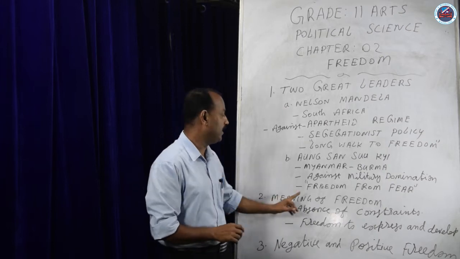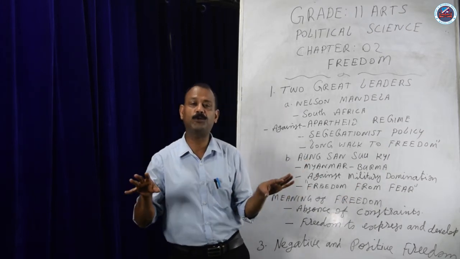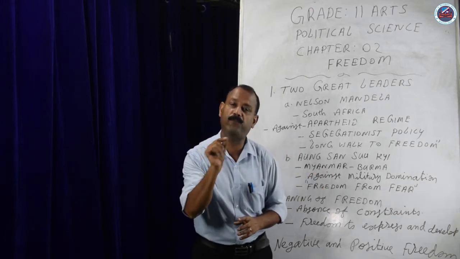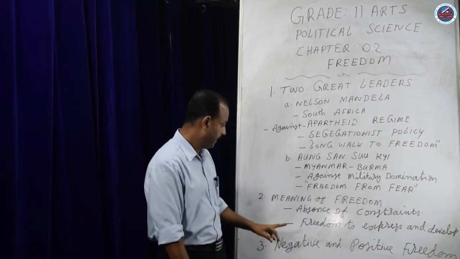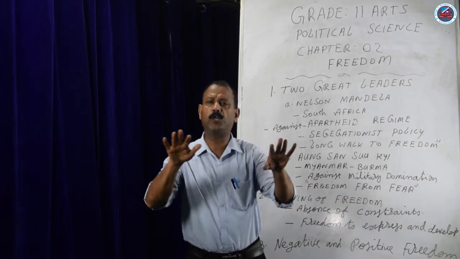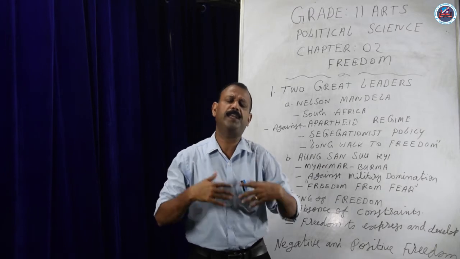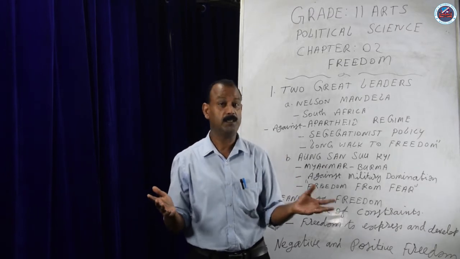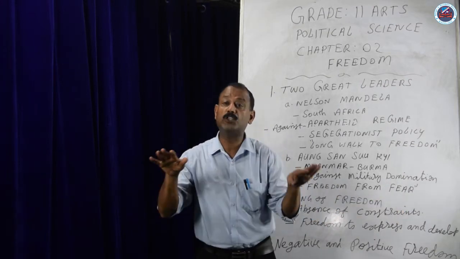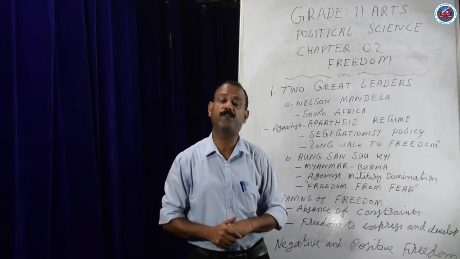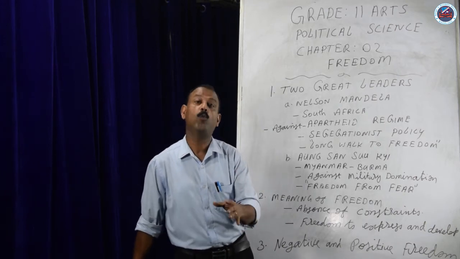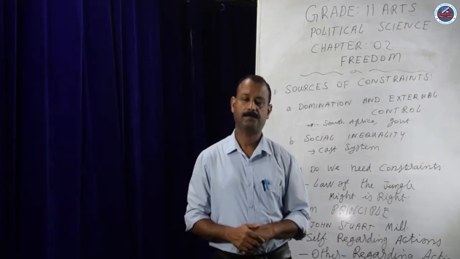And then we learned the meaning of freedom. Freedom refers to an atmosphere where everyone can develop himself or herself into full-fledged human beings. And lastly, the negative and positive freedom. Negative freedom refers to absolute absence of constraints, where the individual can do whatever he or she wants. That is not good, that's why it is called negative. Positive freedom refers to an atmosphere where we can develop ourselves into full-fledged human beings. I'll come up with another video where we'll be learning more about this chapter, freedom.